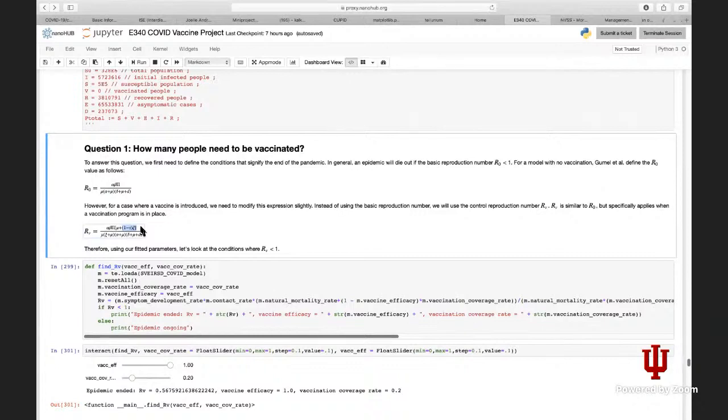So that is definitely important to include there. And then I believe, here we also account for, we include the vaccine coverage rate along in the denominator with the natural mortality rate. I believe this is accounting for deaths of vaccinated people. So that's our adjusted RV. And we want to look for where RV is less than 1.